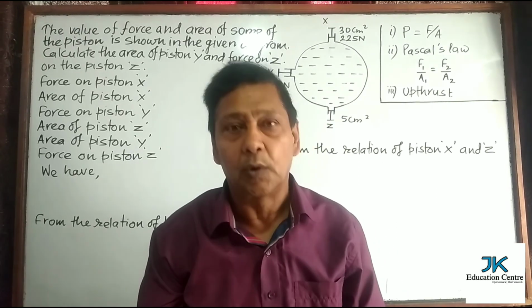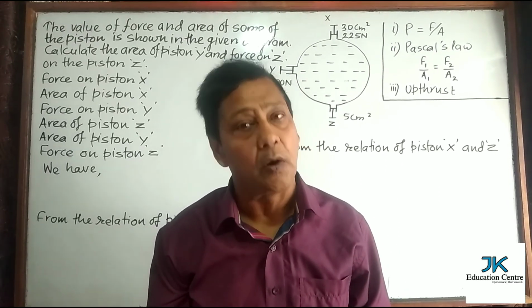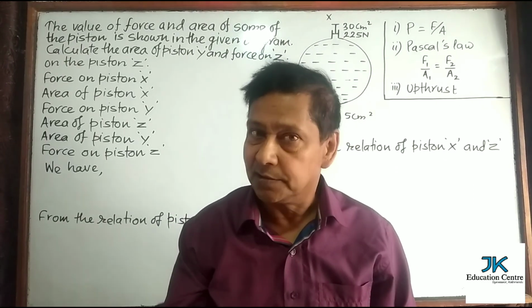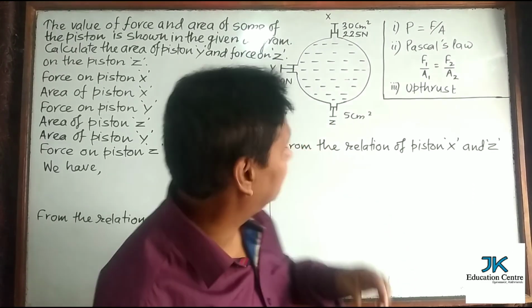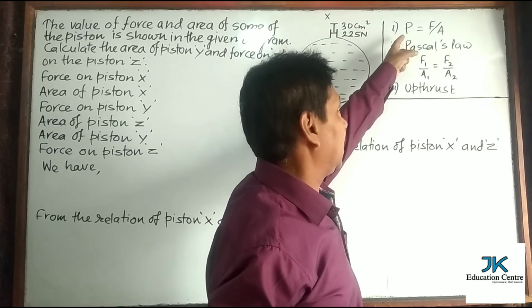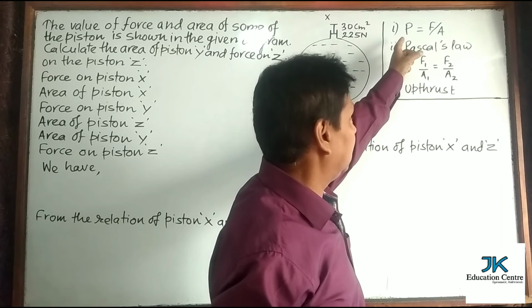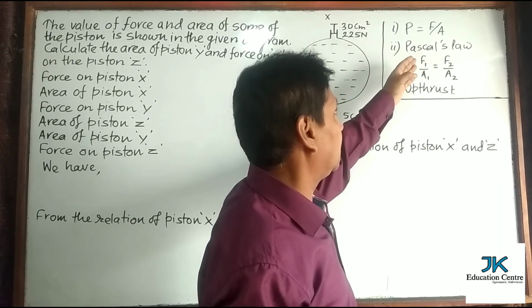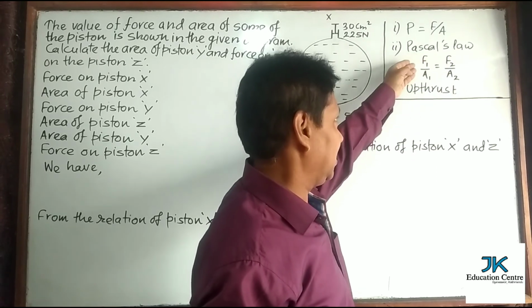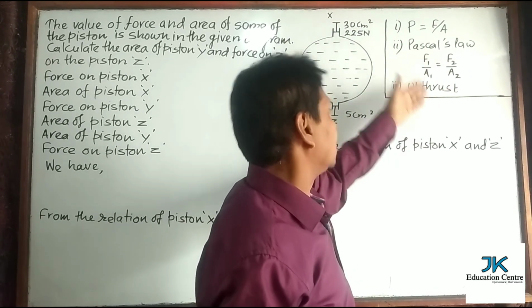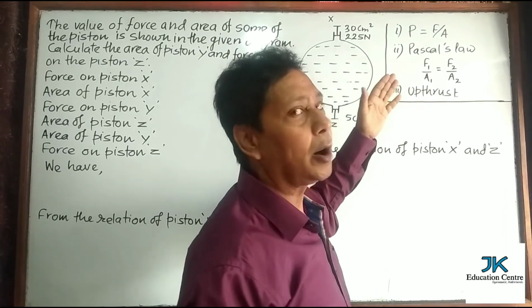This class is focused on the numerical problems of the chapter Pressure, and this chapter has three different types of numerical problem, as I told in the previous class also. Number one, the numerical problem related to the equation P equal to F by A. Number two, the numerical problem related to Pascal's law, which mainly uses the equation F1 by A1 equal to F2 by A2. And number three, the numerical problem related to upthrust.